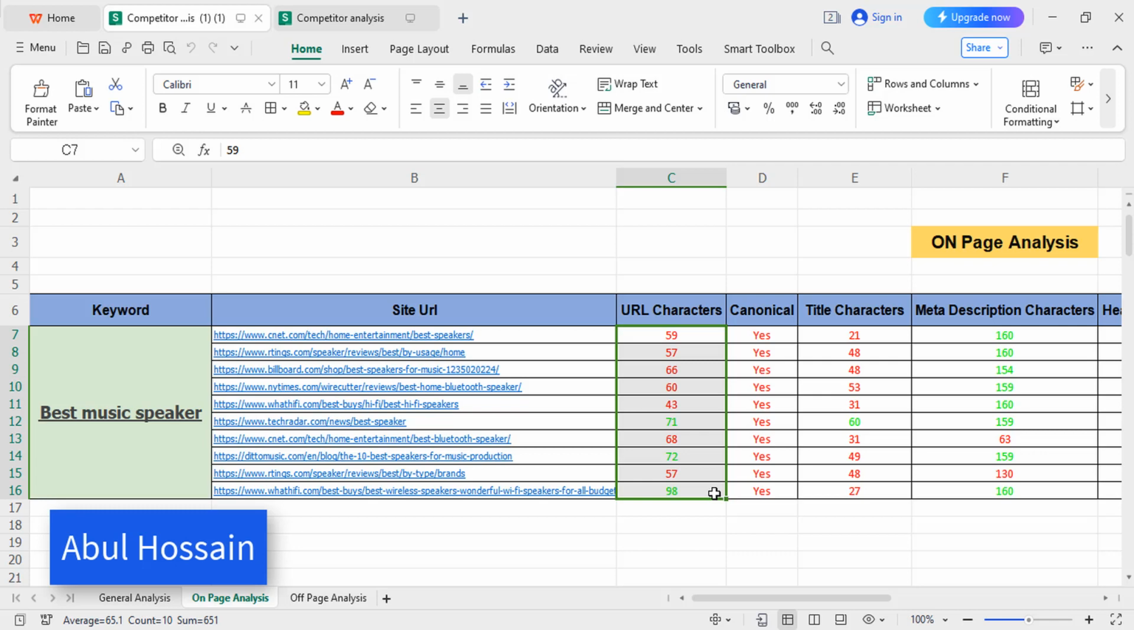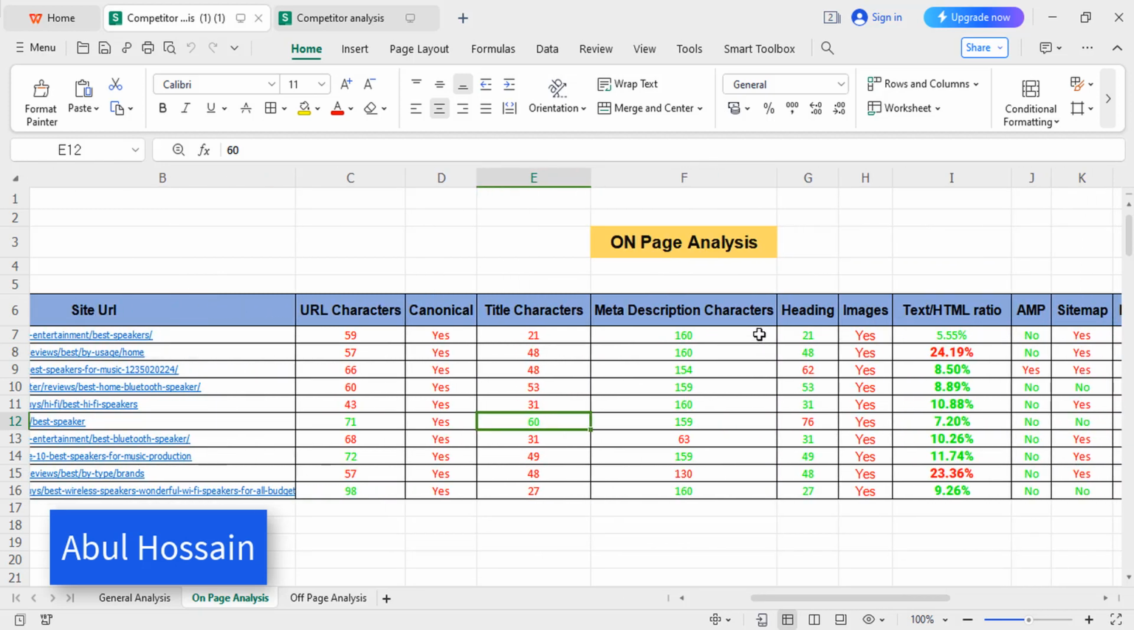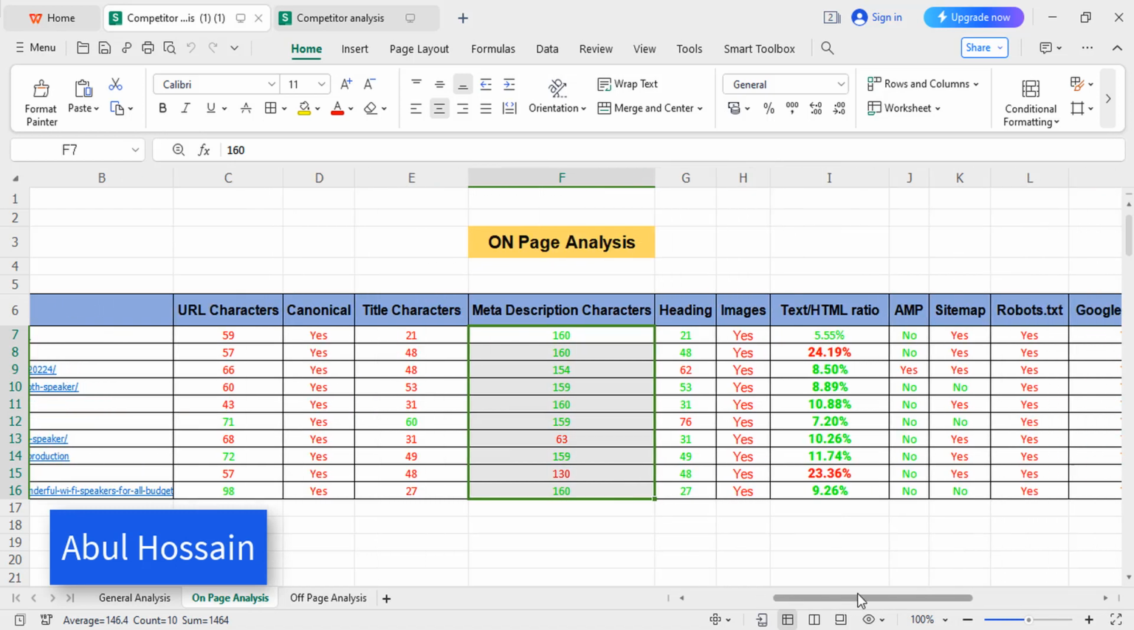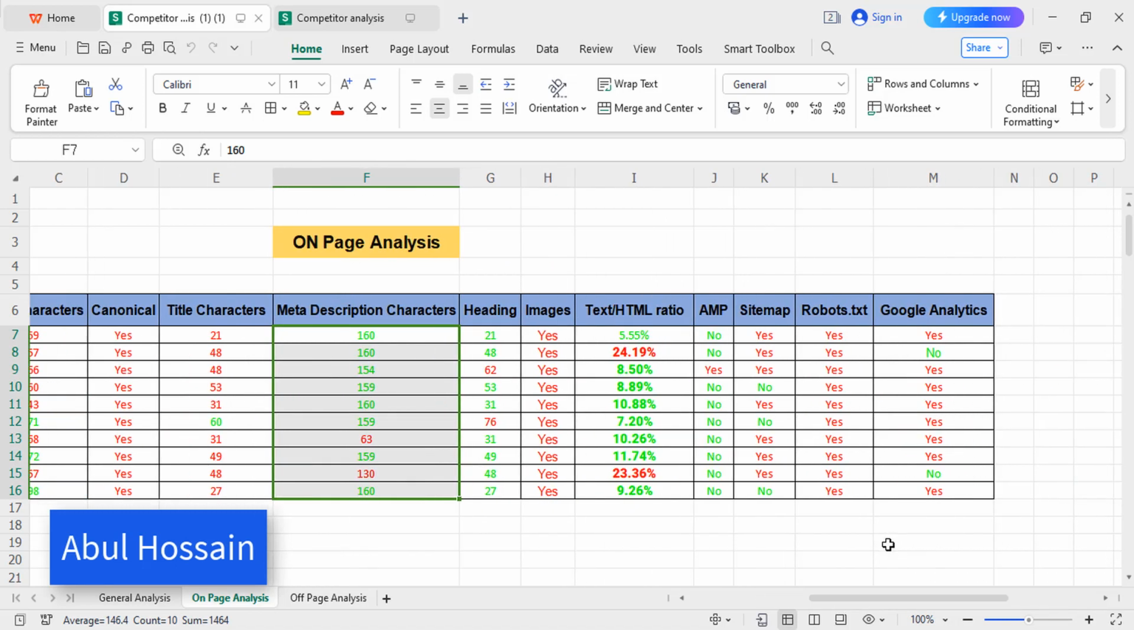Only three of them are using the standard, and whether or not they're using canonical URL, they all have. So this is not good for us. And title character, again, it's not good for us because all of them have. Only one did not follow the standard rule. And meta description characters, most of them did not follow the standard established by Google, so it's good for us. Heading, whether or not the keyword is present in the H1, most of them did not, which is good.